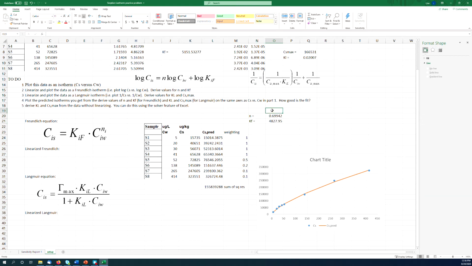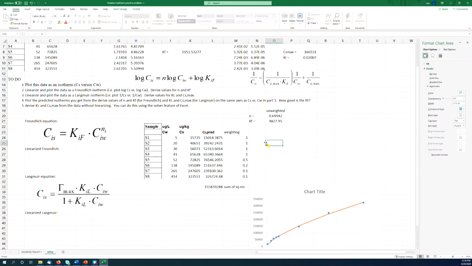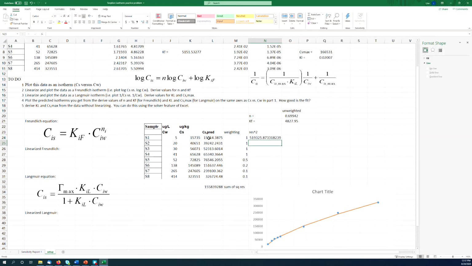Okay, so here's our unweighted fit. Unweighted, I can spell, unweighted. Now let's do a weighted fit. So what we would do now is calculate the sum of our squared residuals. So here's our residual squared. Because we're going to square it, it doesn't matter whether you subtract CS minus CS predict or the other way around. So there's our squared residuals.